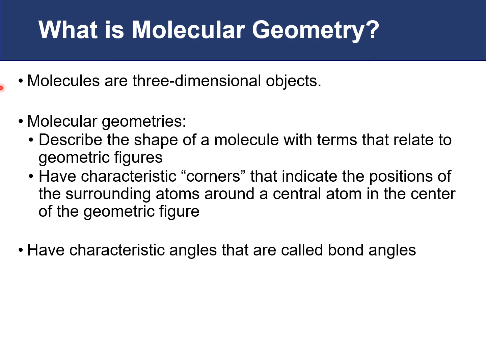So what are molecular geometries? Molecular geometries are the three-dimensional structure of objects. Molecular geometries describe the shape of the molecule with terms that relate to their geometric figures. The molecular geometries have characteristic corners that indicate the position of the surrounding atoms around the central atom in the center of the geometric figure. They also have characteristic angles, which we will be calling bond angles.